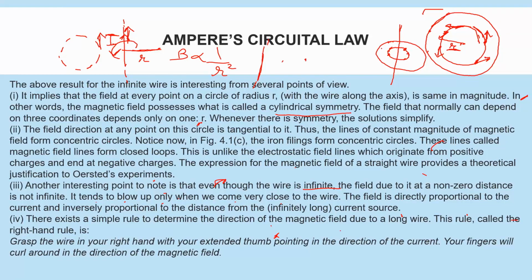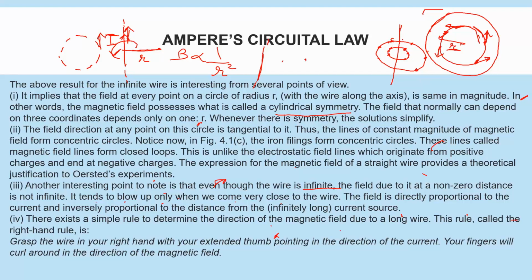Similarly, at this closed loop, the magnitude of the magnetic field is going to be the same, but the magnitude at this closed loop and this closed loop will be different. But with respect to each of the loops, the magnetic field at any point on the loop is going to be equal to each other. And the direction of the magnetic field at any point in these loops is going to be tangential to the circle.